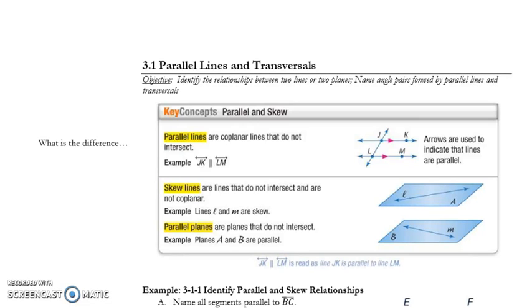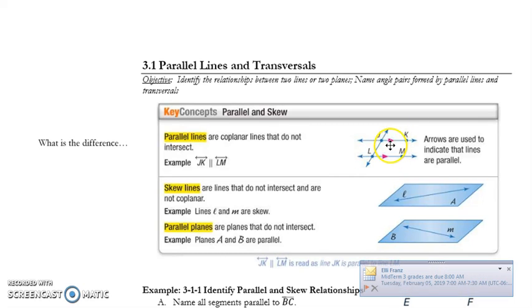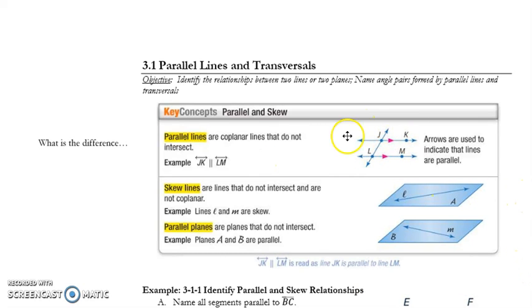All right, so lesson 3.1, parallel lines and transversals. We know that parallel lines are coplanar lines that do not ever intersect. So we can see arrows that are used to indicate that these lines are parallel and that they're not going to intersect. We also have two vertical lines that is our symbol for parallel.